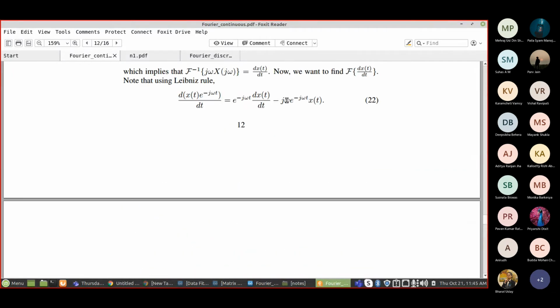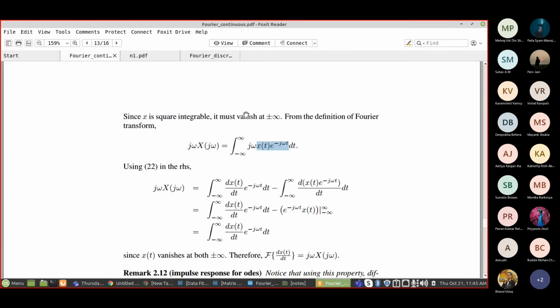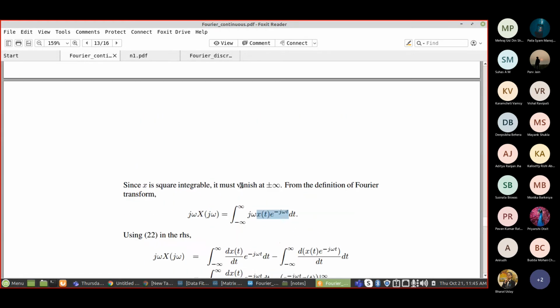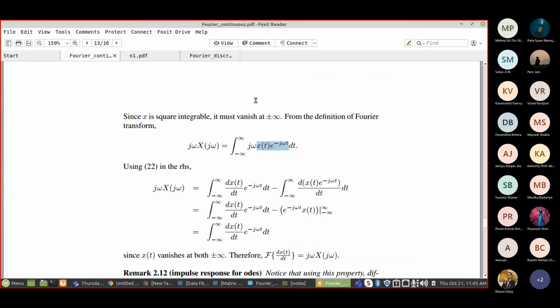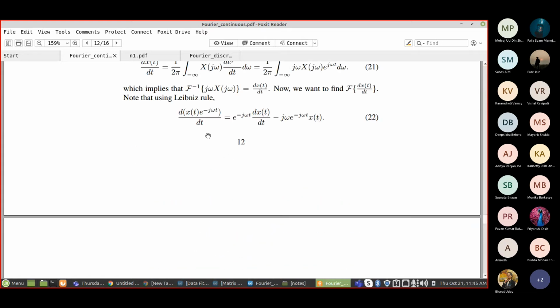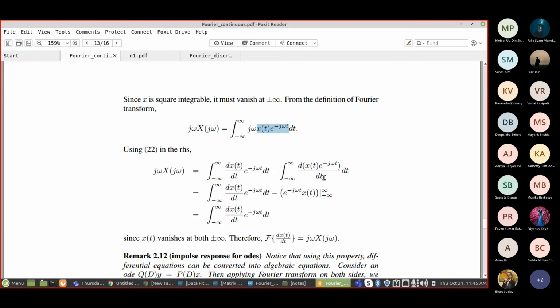So let's take this to the left hand side and this to the right hand side. Okay, so that's what we are doing. This term is under the integral sign, because we have this integral sign, and this term which we have taken to the right hand side is also under the integral sign.